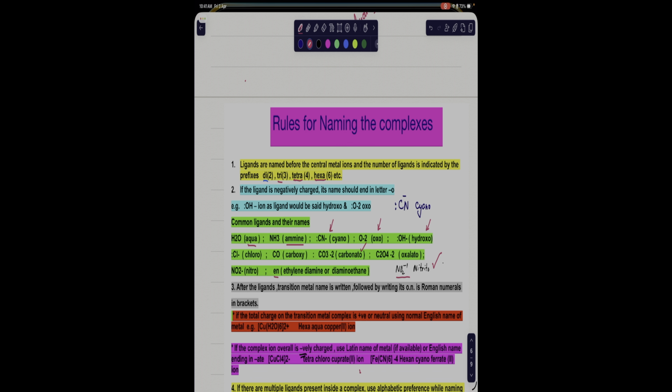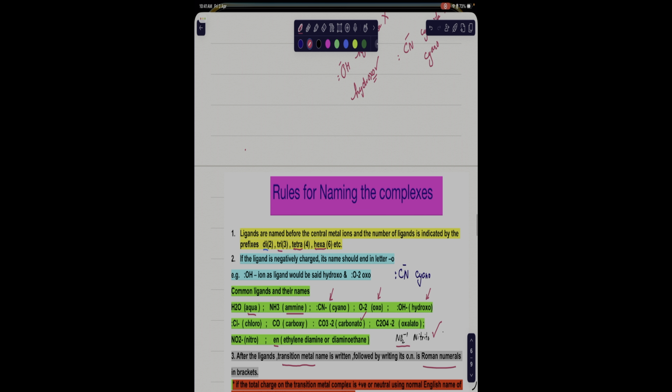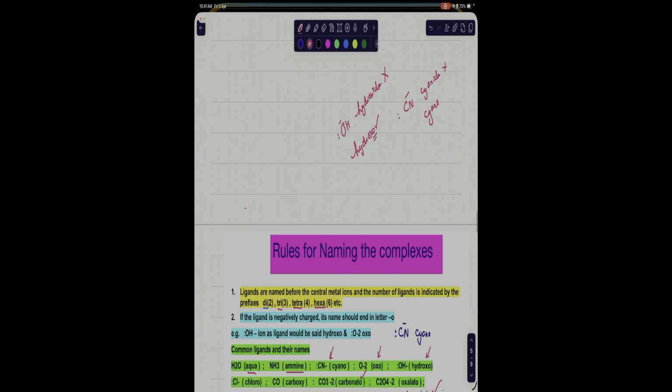After writing the name of the ligand and the number of ligands, we have to write the name of the transition metal. And after writing the name of the transition metal, its oxidation number has to be written in Roman numerals. Now let me take one example for you before going to the last rule. Let us name this complex.